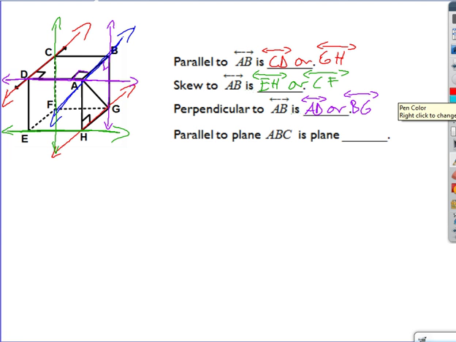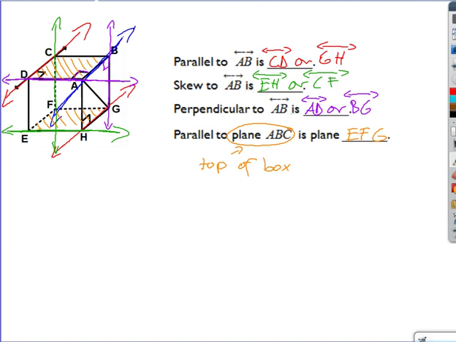Let's talk about planes. Planes that are parallel to ABC. First of all, which plane is actually ABC? Plane ABC is the one above here. In other words, the top of the box, top of our cube. This one is the plane ABC. And the plane that is parallel to this one that we can see in this drawing is down here, the plane EFG. Those two planes are parallel.